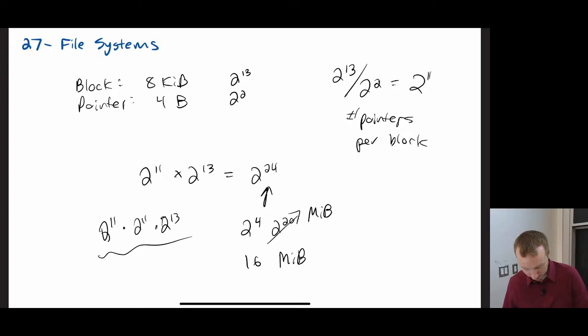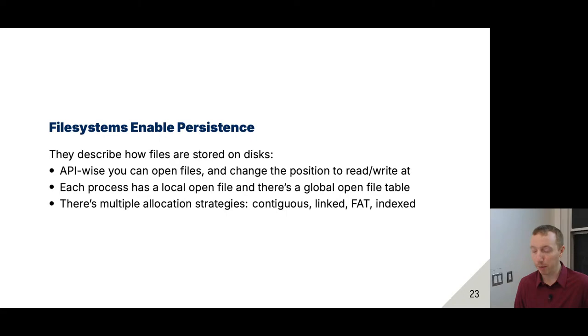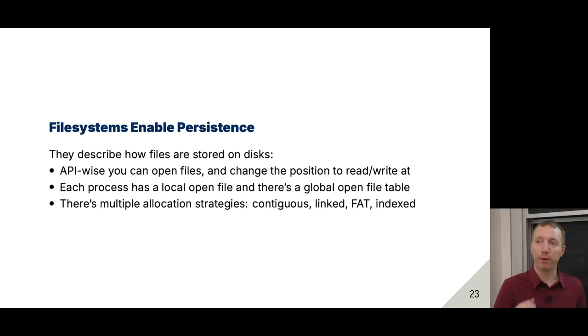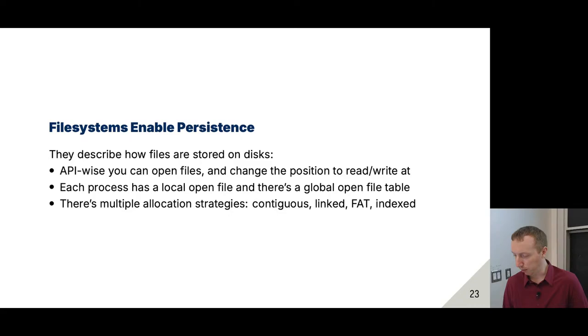So file systems, that is what enables persistence. Today, we described how files are stored on disk. We will go over how most systems actually store file systems on disk, but spoiler alert, it's pretty much like the idea of multi-level page tables. But there's some trade-offs because we don't want everything to be slow. Unlike with virtual memory, we don't have a TLB or anything to help us out. So we'll have some tricks up our sleeves for performance reasons.